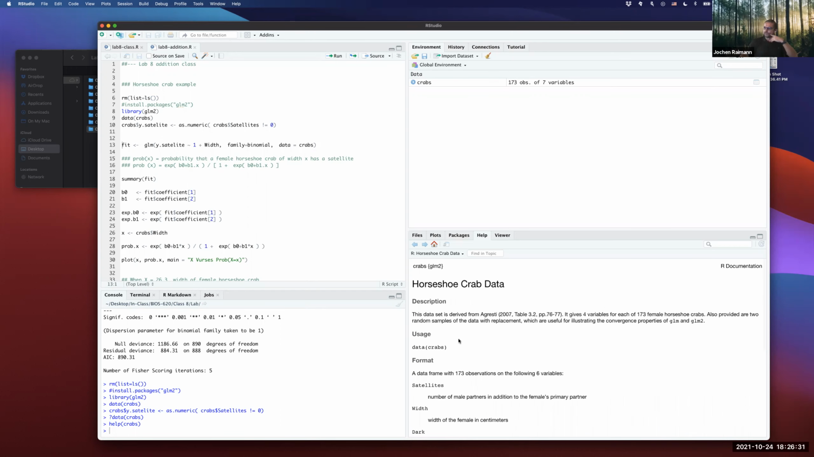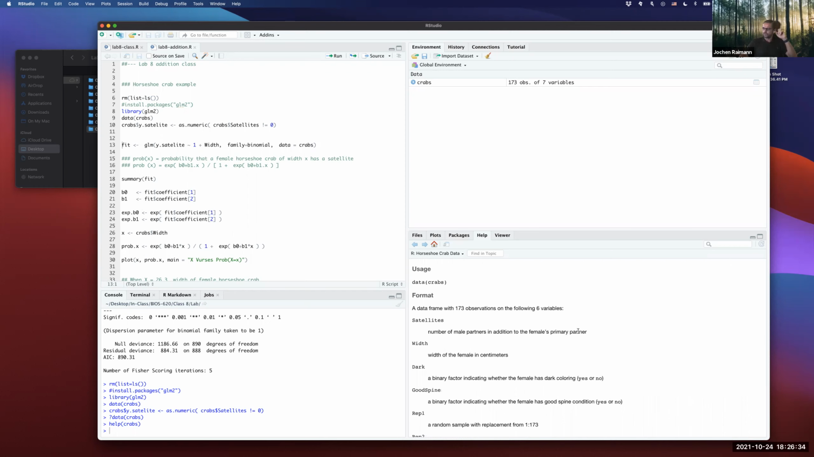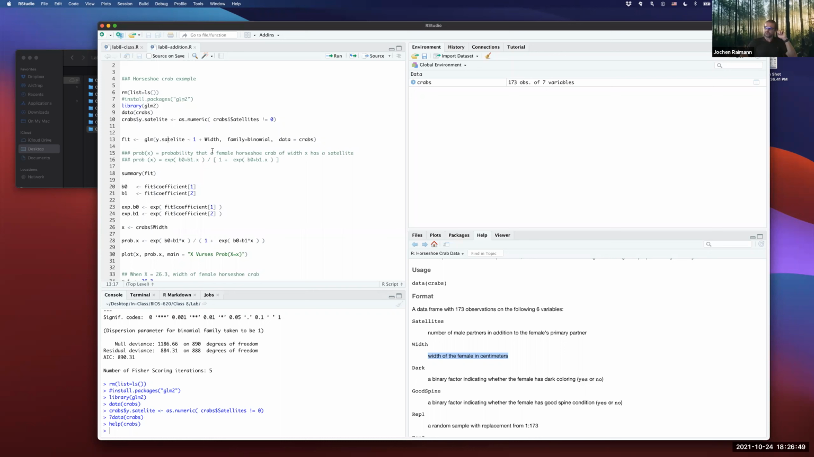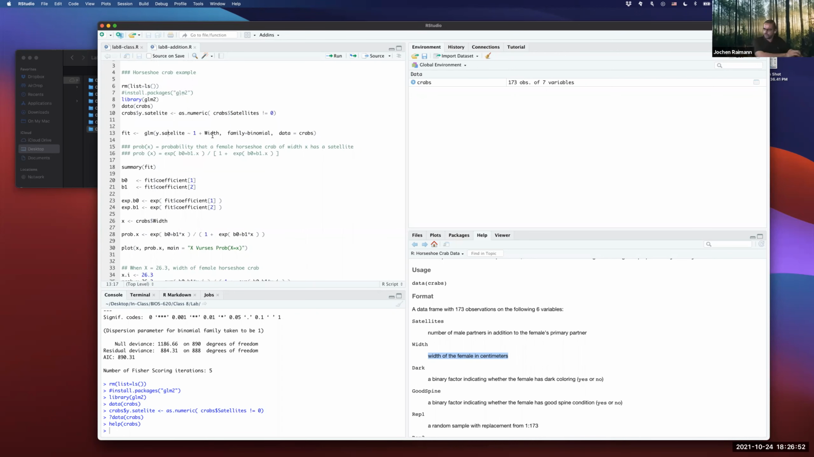This is the example. So we have satellites as a number of male partners in addition to the female's primary partner, and satellite as a function of width. We're testing the research question of whether female horseshoe crabs with greater width essentially get more male partners in addition to the primary partner. So this logistic regression is testing the promiscuity of horseshoe crabs.